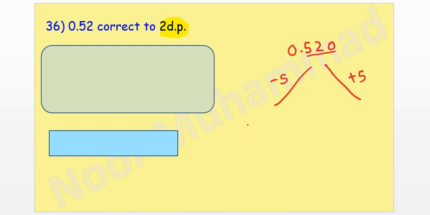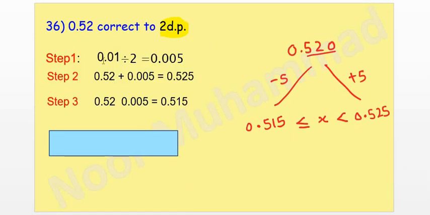So this one will become 0.515, I mean thousandths, and here it will be 0.525 thousandths, and then again x will be in the middle. On the side where we have the upper limit, we always put this symbol, and on the side where we have the lower limit, we put this symbol, right? Okay. The other way is, let me show you from here in step 1.